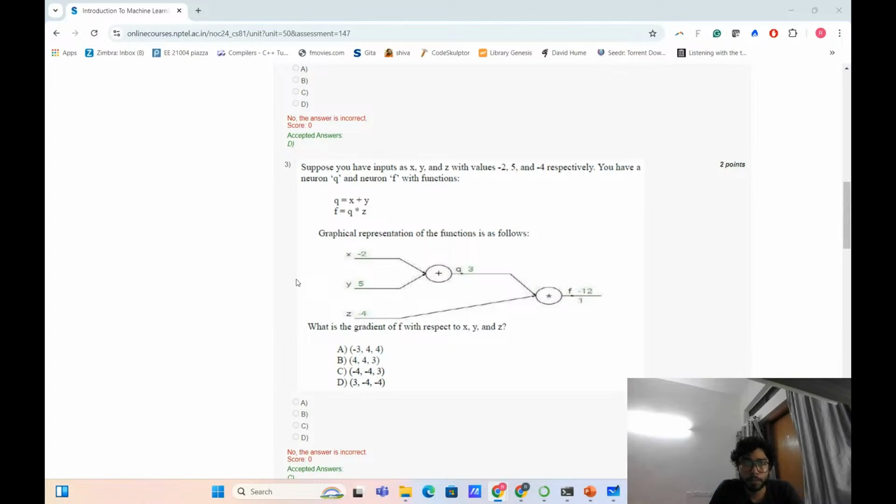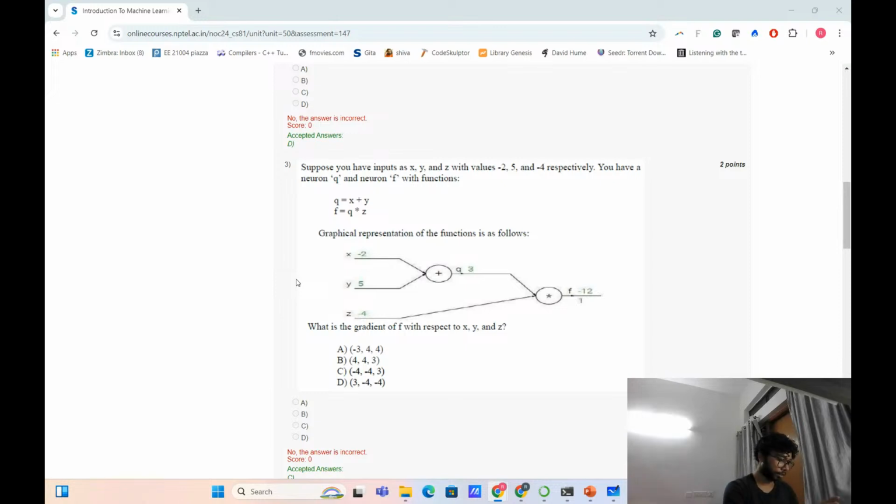Suppose you have inputs x, y, z with values -2, 5, and -4 respectively. You have a neuron Q and neuron F, graphically represented as follows. What is the gradient of F with respect to x, y, and z?